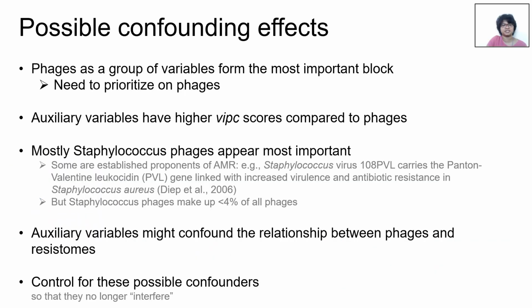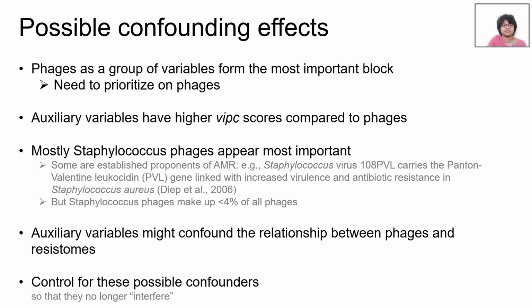We have some very interesting observations. The block of phages turns out to be the most important. However, at the variable level, the non-genetic factors come first. It is very possible that the importance of phages is somehow masked or absorbed by the auxiliary variables. If they did not interfere, would the relationship look any different?